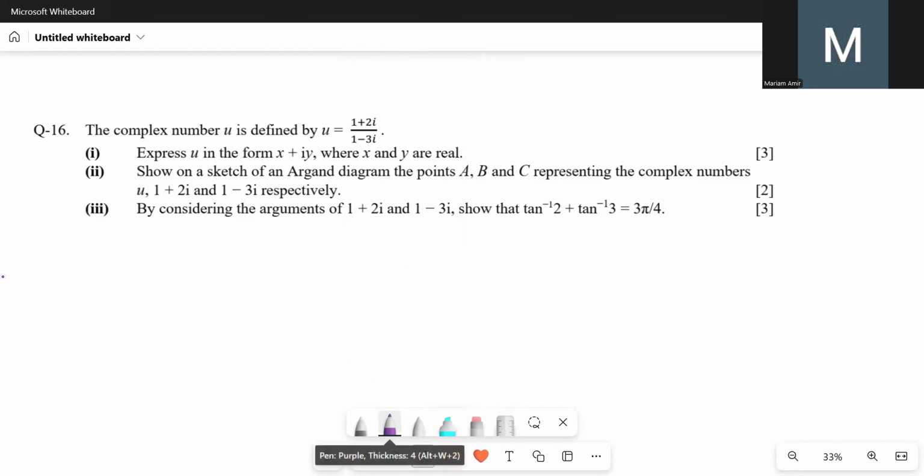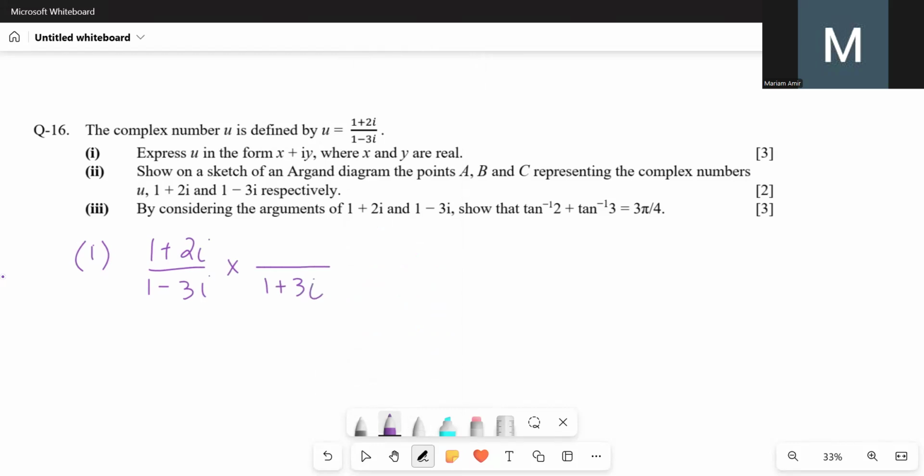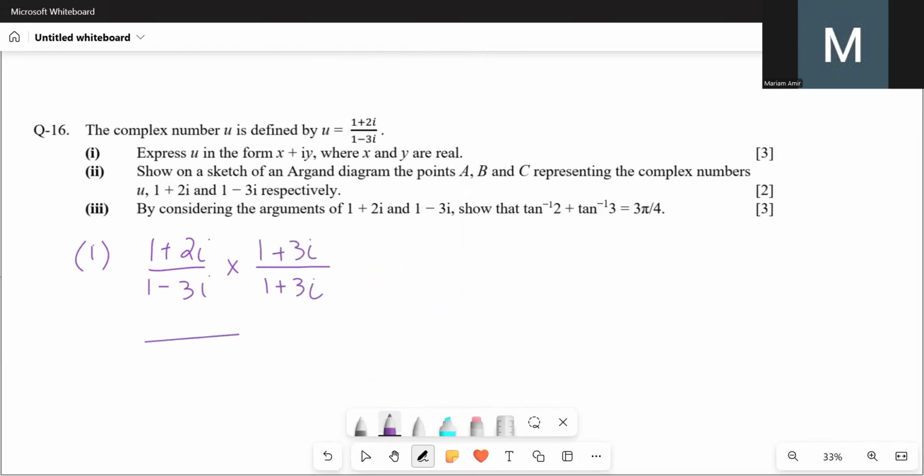Part 1, express u in the form of x plus iota y. So that means we will be finding its complex conjugate and rationalizing the denominator. So 1 plus 3i, 1 plus 3i here. Let's simplify it. For the denominator we'll use the identity a squared minus b squared.